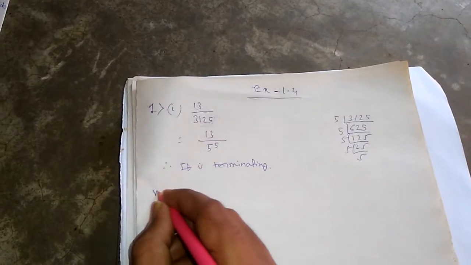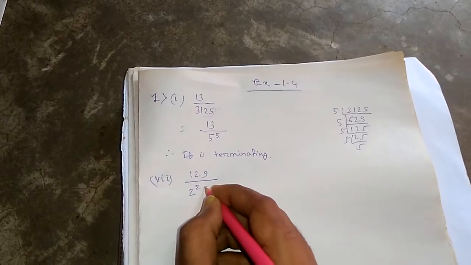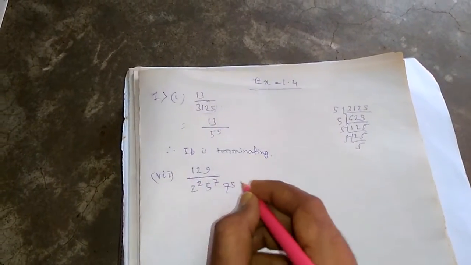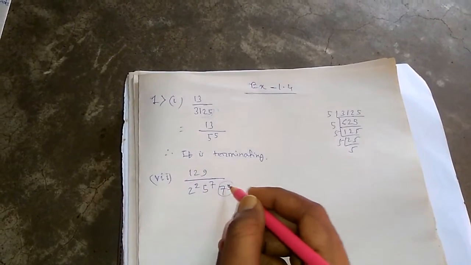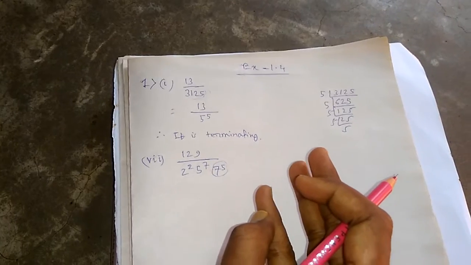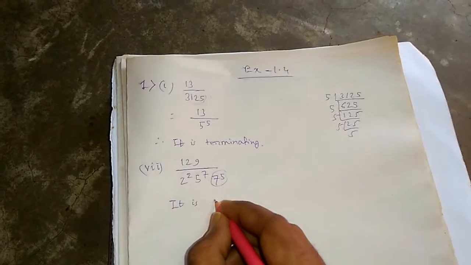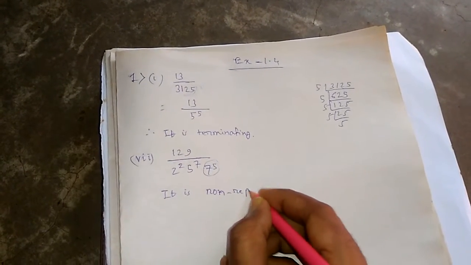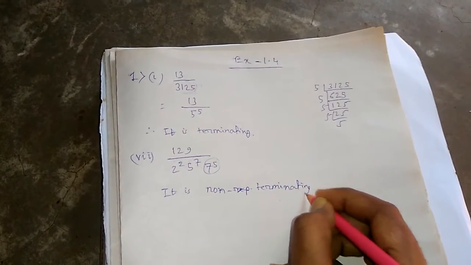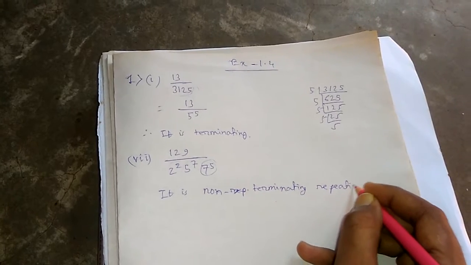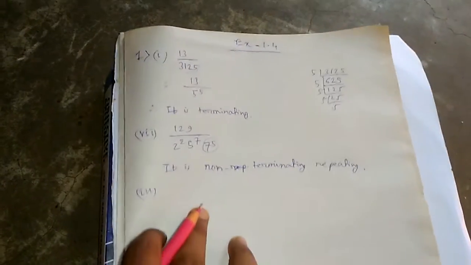Next, we will do question number 7. 129 by 2 square, 5 to the power 7, into 7 to the power 5. Here you can see that 2 square and 5 to the power 7 are present, but 7 to the power 5. I have told you, if 3, 7 or 11 are present, then obviously it is non-terminating repeating. So it is non-terminating repeating decimal expansion.